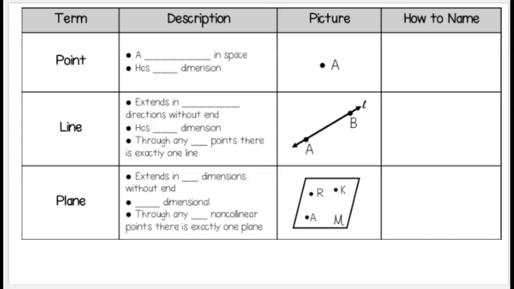Hey there, this is lesson 1.0, Points, Lines, and Planes Notes. And you should have a copy of a handout to go along with this video. All right, we're going to get right into it.